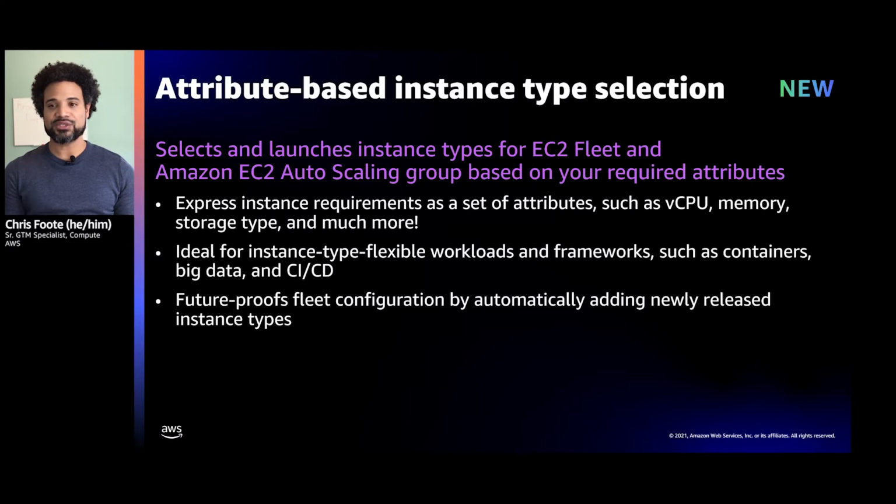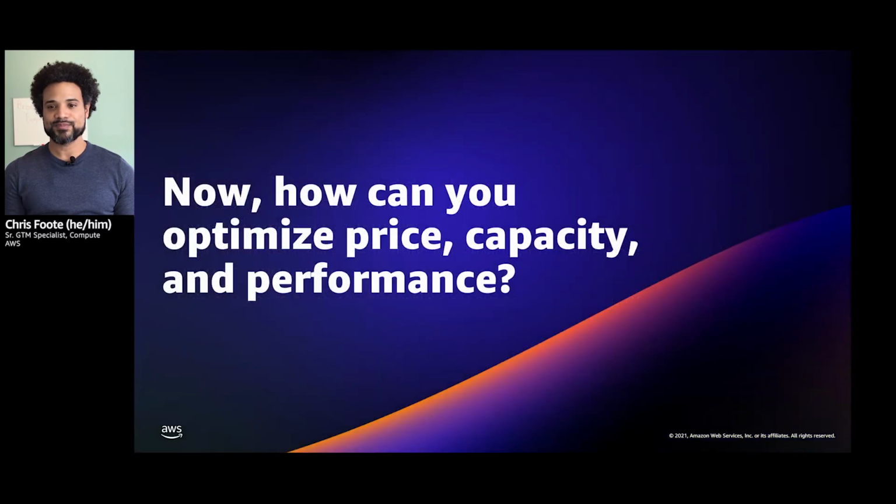Also, the best way to run EC2 Spot is to spread your workload out across multiple instance types and sizes. And this gives customers the freedom to leverage Spot best practices in a way that's automated. So definitely if you're using EC2 Spot or containerized workloads or big data workloads or CI/CD, this is something that you're going to want to consider. So now that we have these options and tools covered, let's talk about how we can optimize cost, price, and capacity.